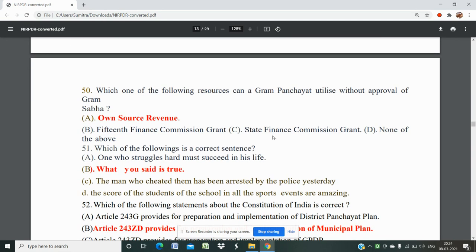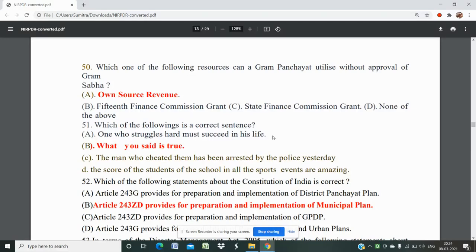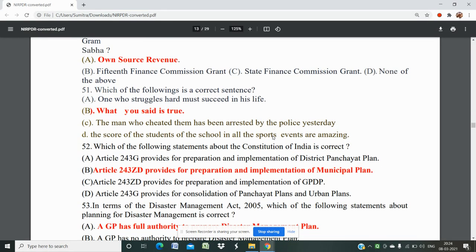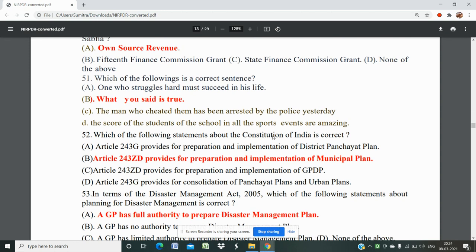Then question number 50 is related to the Gram Sabha and the Gram Panchayat. Then question number 51 is the correct sentence. What are the corrections? It comes from English vocabulary and English grammar. So I need to read some English textbook relating to competitive exams. That will enhance your practice and skills related to English vocabulary.